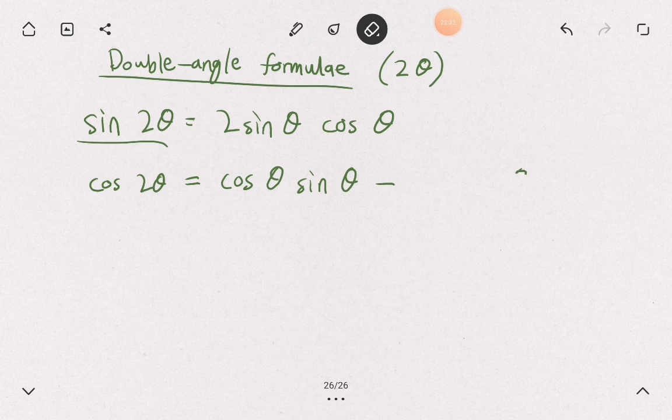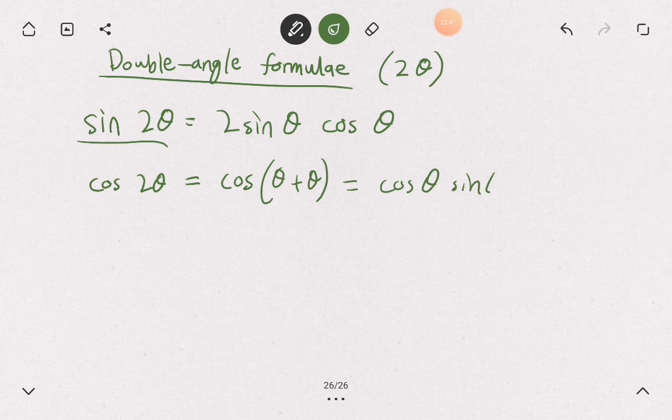This is cos theta sine theta, sorry, let me just write the other, theta plus theta, then becomes cos theta cos theta, minus sine theta sine theta, so this is just cos squared theta minus sine squared theta.